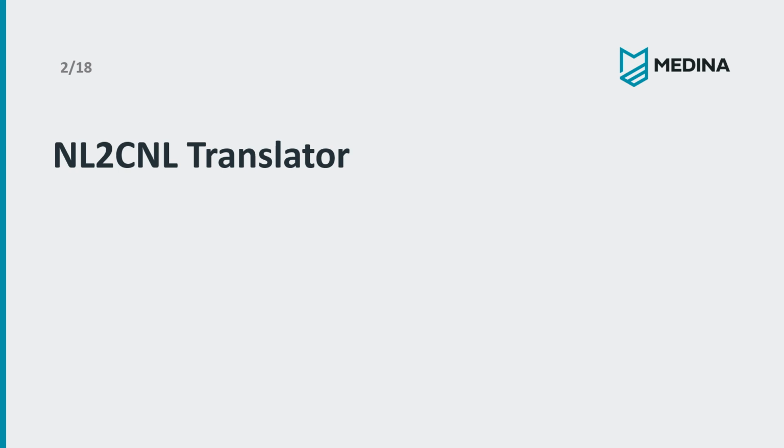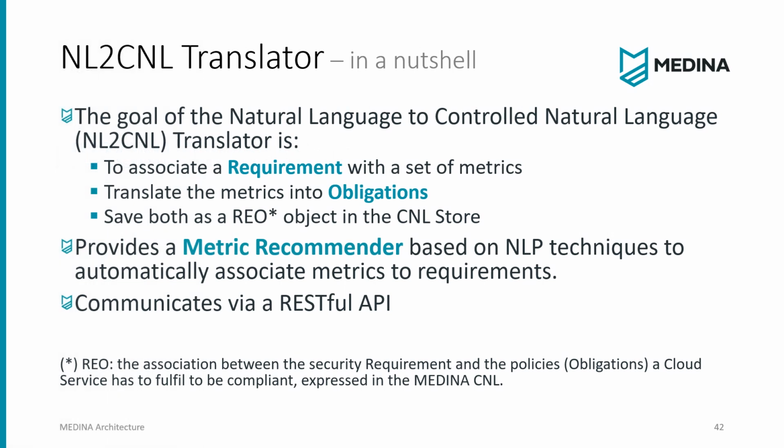NL2CNL Translator. The natural language to controlled natural language translator goal is to transform a requirement into obligations, expressing them in CNL as a REO object. The main innovation is the use of a metric recommender, based on NLP techniques, to automatically associate metrics to a requirement.